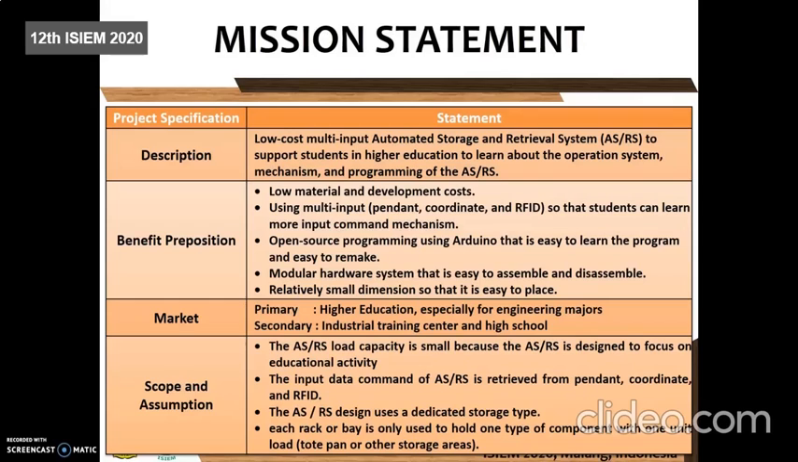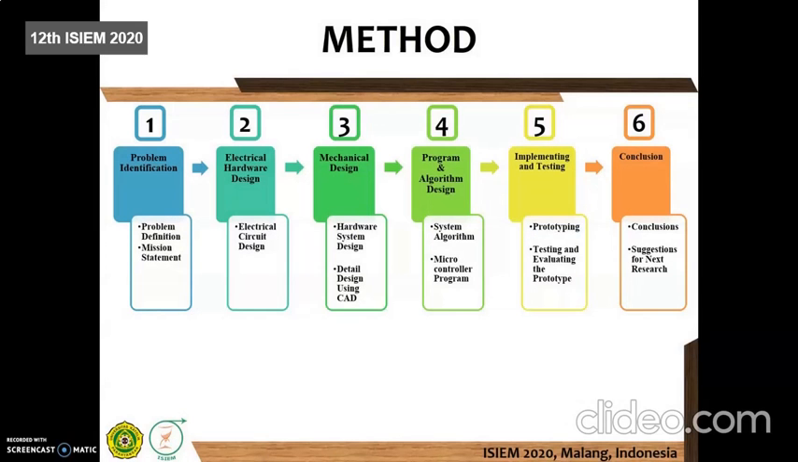Here's the mission statement of our product development. The benefit propositions are low material costs, multi-input, open source programming, modular hardware system, and relatively small dimensions. The primary market is higher education, especially for engineering majors, and the secondary market is industrial training centers and high schools. This is the flow process of our research method.